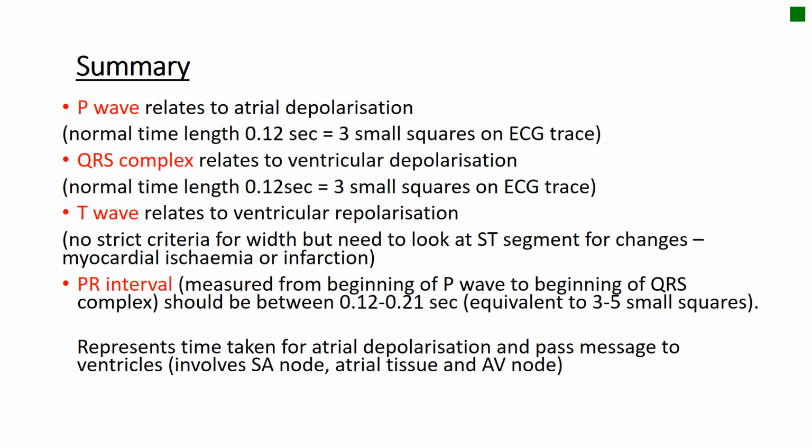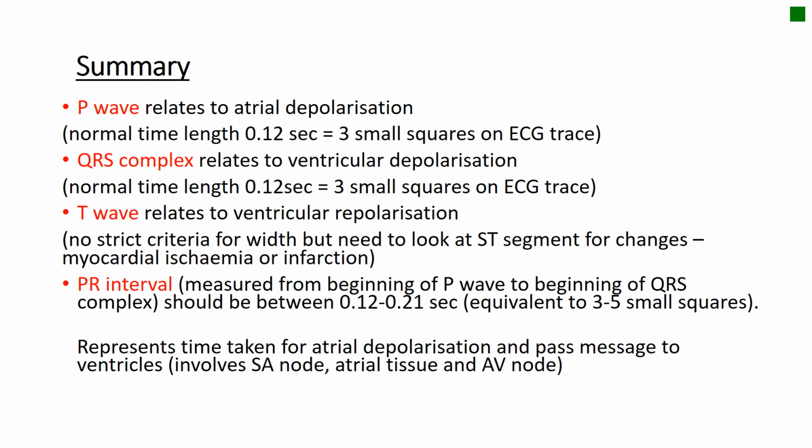So to summarize this, the P wave relates to atrial depolarization. The normal time that takes is about 0.12 seconds, which is equivalent to 3 small squares on the ECG trace, assuming it's going at 25 millimeters per second paper speed. The QRS complex relates to ventricular depolarization. Again, it's the same time as a P wave, about 0.12 of a second, 3 small squares on an ECG trace. The T wave relates to ventricular repolarization.